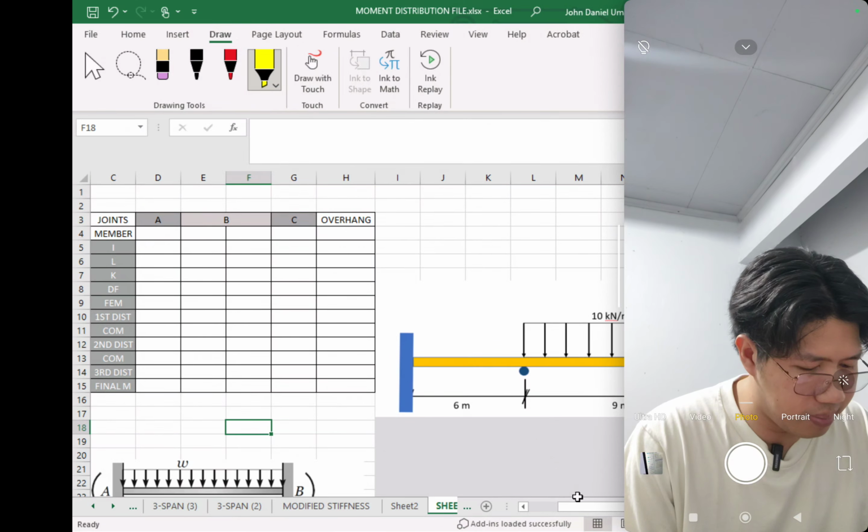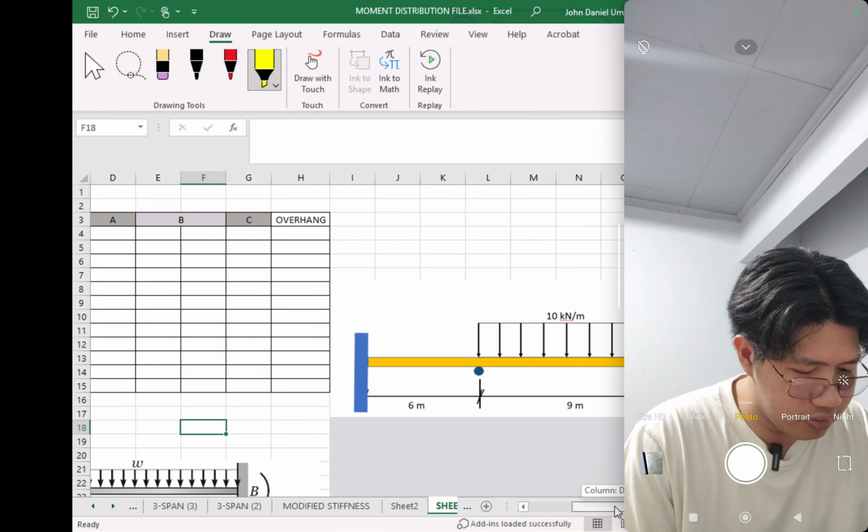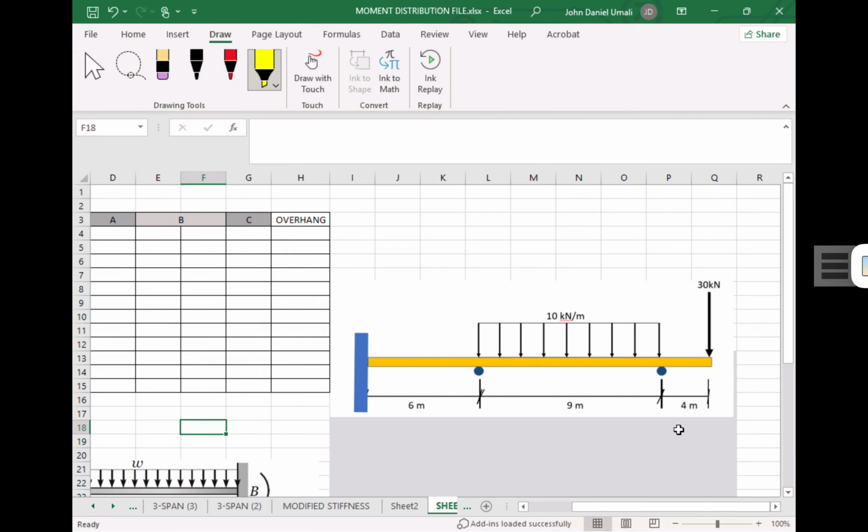Okay, so next example, we have a new case. What if we have an overhang beam? Sorry na lang sa scale, for example purposes lang naman. Again, let's name joint A, joint B, joint C. And then this one is the overhang. Let's call it overhang.